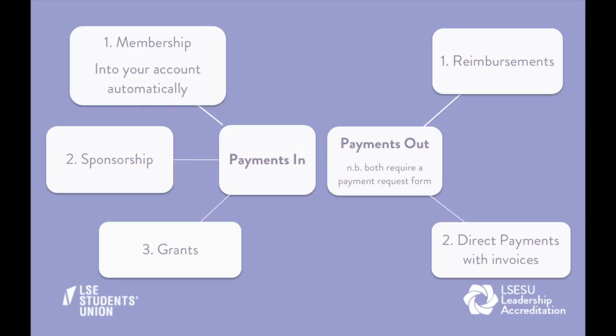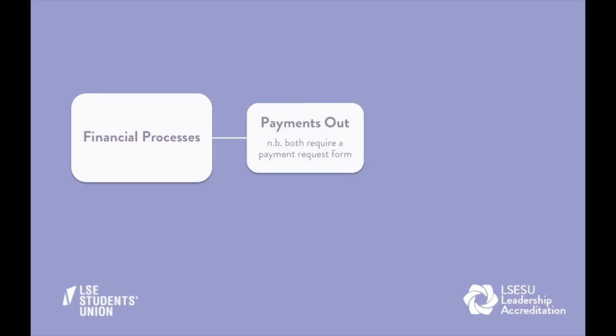Next, let's have a quick reminder of the financial processes involved in running a society. First of all, payments out, so for when your society needs to make a payment to someone. There are two ways you can do this. Either way needs a payment request form. You need to come to the ARC and fill that out and leave that in the tray for us to process. The two ways are as follows.